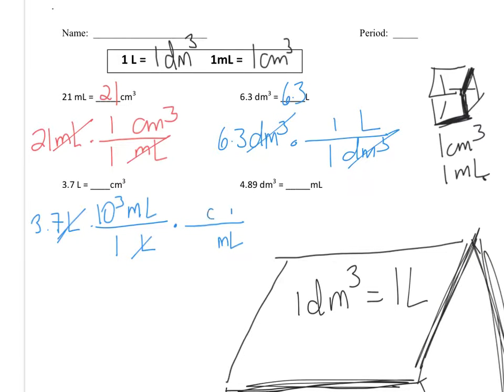And then you put centimeter cubed on top. And you know the relationship between a centimeter cubed and milliliter based on this. It's a 1 to 1. So now your milliliters also cancel, and you end up with centimeters cubed. So it ends up being 3.7 times 10 to the third times 1 divided by 1 divided by 1. So you can ignore those ones. So 3.7 times 10 to the third, so 3,700.